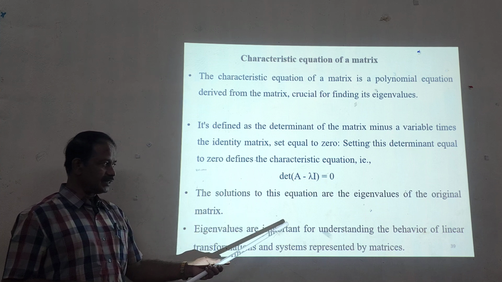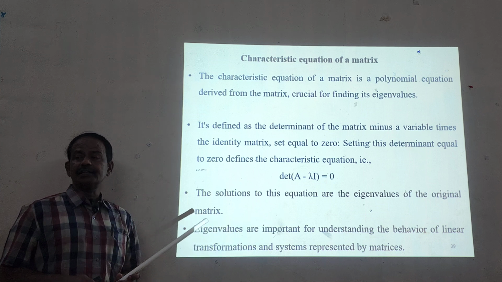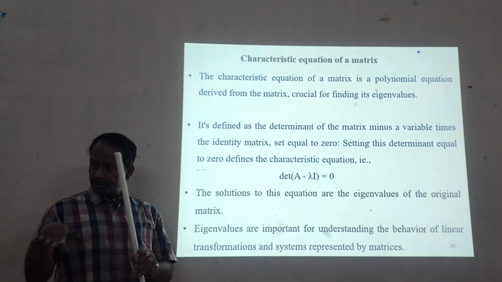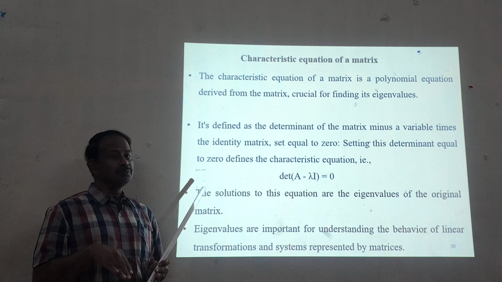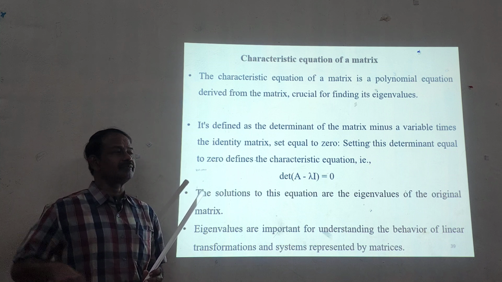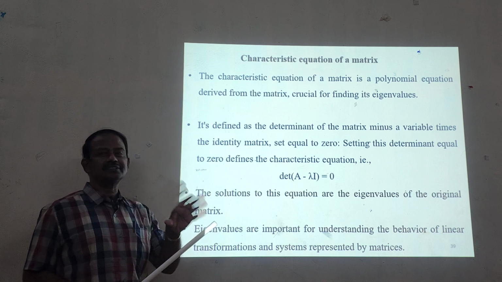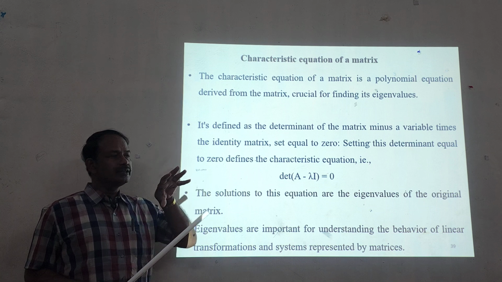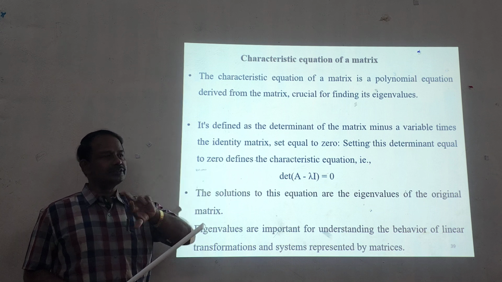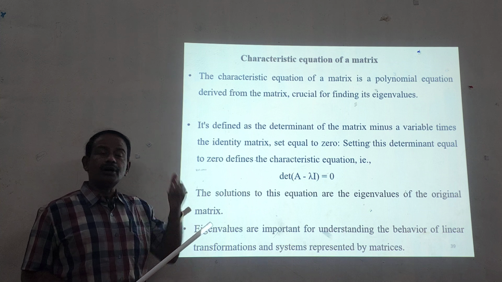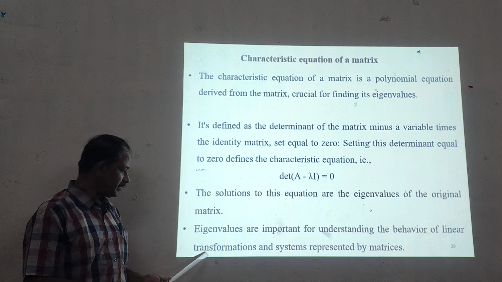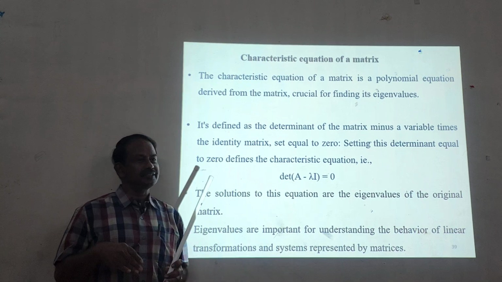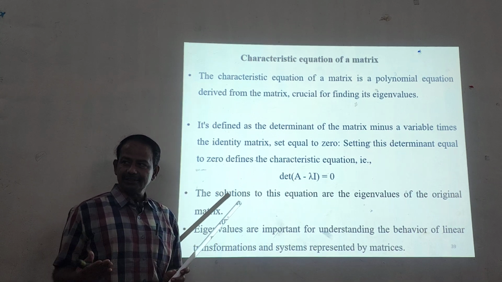Eigenvalues are important for understanding the behavior of linear transformations. So whenever there is a linear transformation from one system to another system, you will be able to get eigenvalues as well as eigenvectors. So linear transformations are very important. In quantum mechanics, from one system to another system, there will be a linear transformation, so operations will be linear. Whenever linear transformations are involved, the eigenvalues will give the solution, and eigenvectors also will be there.